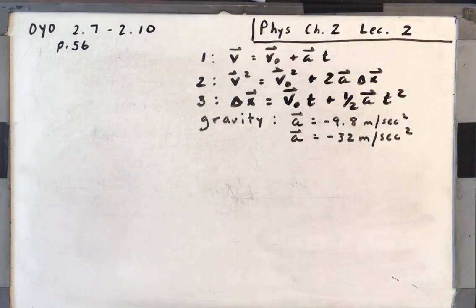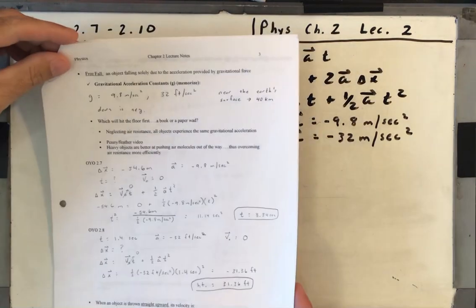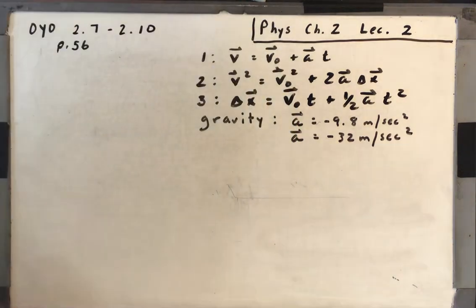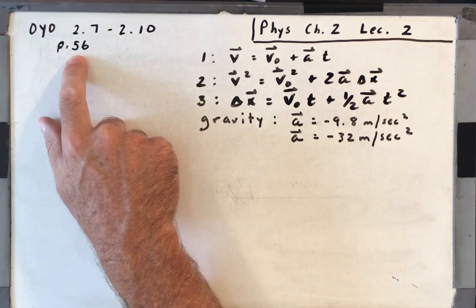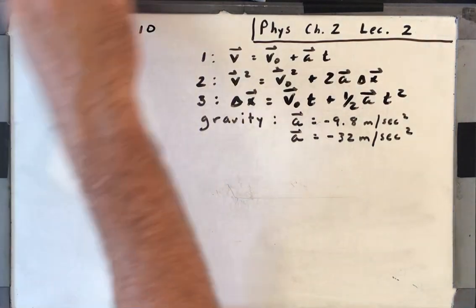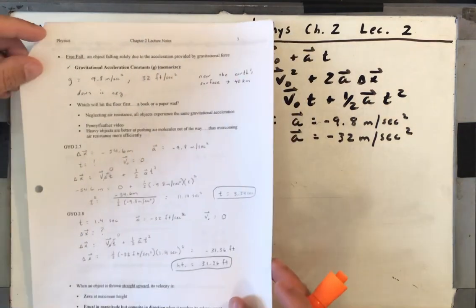Hello everyone, welcome to Physics Chapter 2, Lecture 2. You will need your notes in this lecture. We're starting at the top of page 3. Your book, page 56. You'll need a calculator, and it might be helpful to have a highlighter. So let's take a look at the top of page 3.